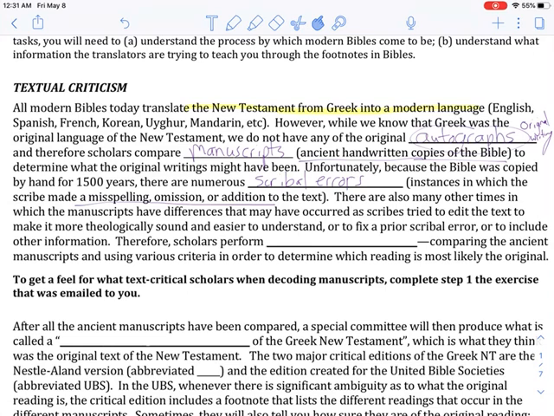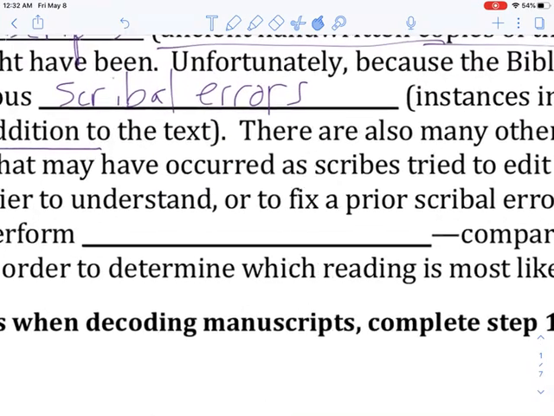There are other times where the text may be different because a scribe may have seen a scribal error and tried to fix it, and another scribe might have seen that same error and tried to fix it in a different way. And sometimes they change the wording to make it more theologically sound or easier to understand, or to include other information. And so this is where textual criticism comes in.